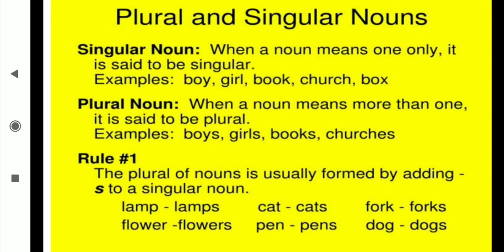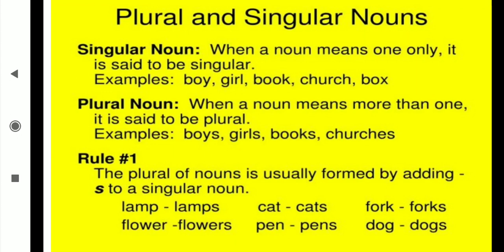Now let's revise it again. Singular noun: when a noun means one only, it is said to be singular. For example, boy, girl, book, church, box. Plural noun: when a noun means more than one, it is said to be plural, more than one. For example, boys, girls, books, churches.